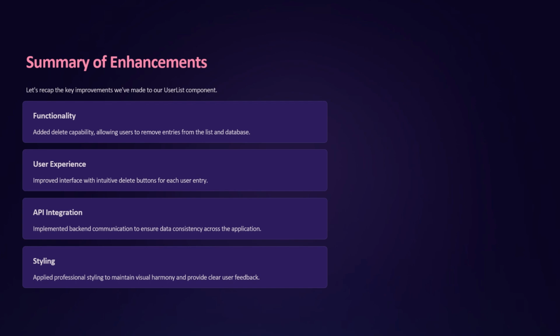Let me quickly show a summary of the enhancements we have done. We added the delete capability, allowing the user to remove entries from the list, and we have improved the user experience also, highlighting that delete is a danger button, so that the user is cautioned when applying it. Whenever the user clicks on delete, we capture the user ID that he wants to delete, we call the respective backend, and we applied the corresponding styles also.